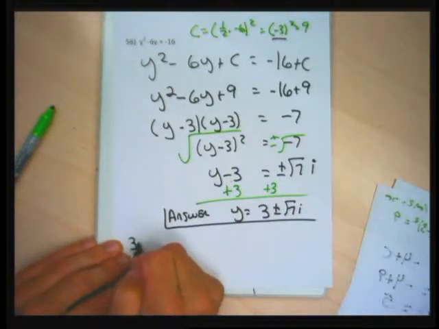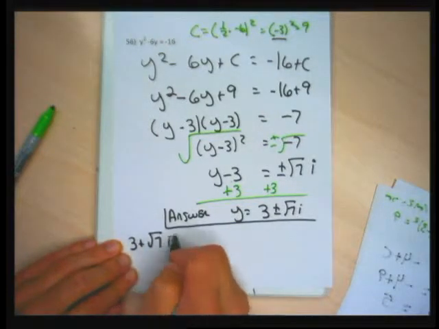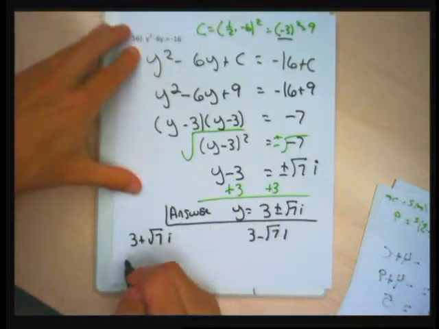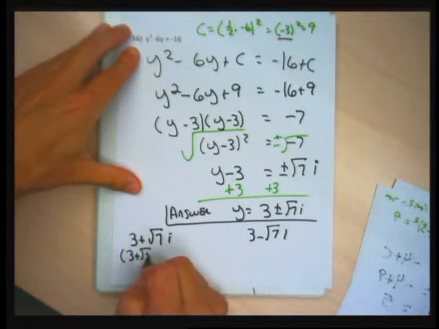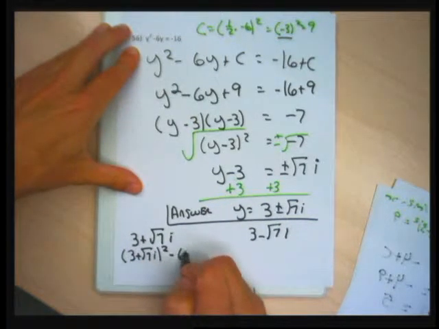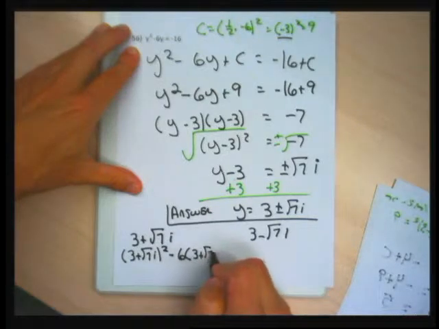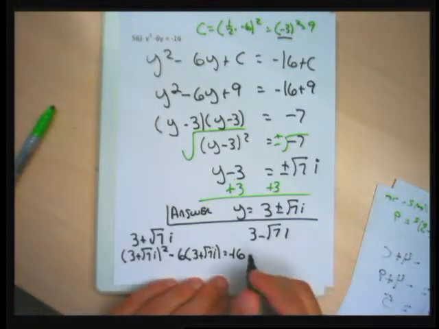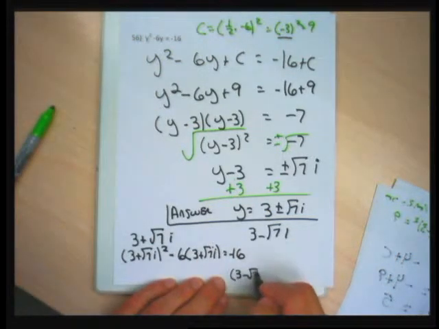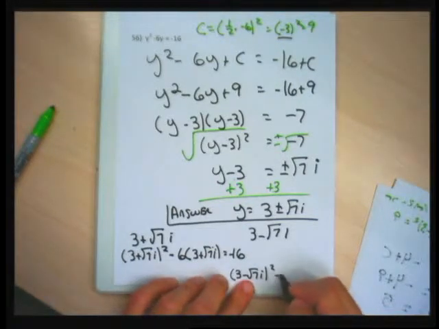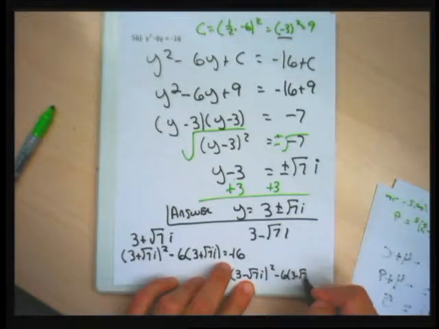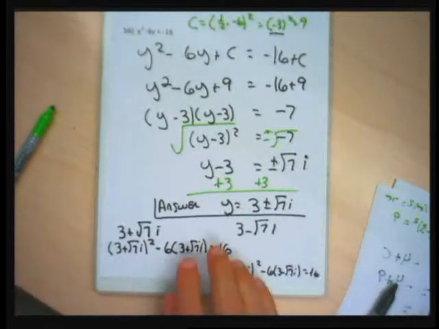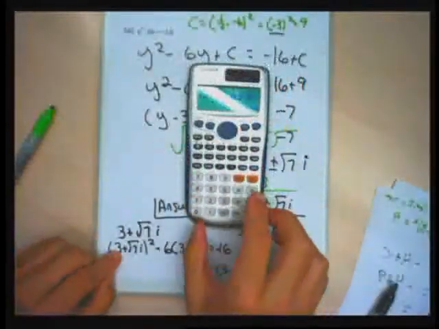Checking, I need to check y equals 3 plus the square root of 7 times i, and y equals 3 minus the square root of 7 times i. First one, I'll go (3 plus the square root of 7 times i) squared minus 6 times (3 plus the square root of 7 times i). Hopefully I get negative 16. Second one, I'll do (3 minus the square root of 7 times i) squared minus 6 times (3 minus the square root of 7 times i). Hopefully that also gives me negative 16. So last thing for the section. Checking this one.